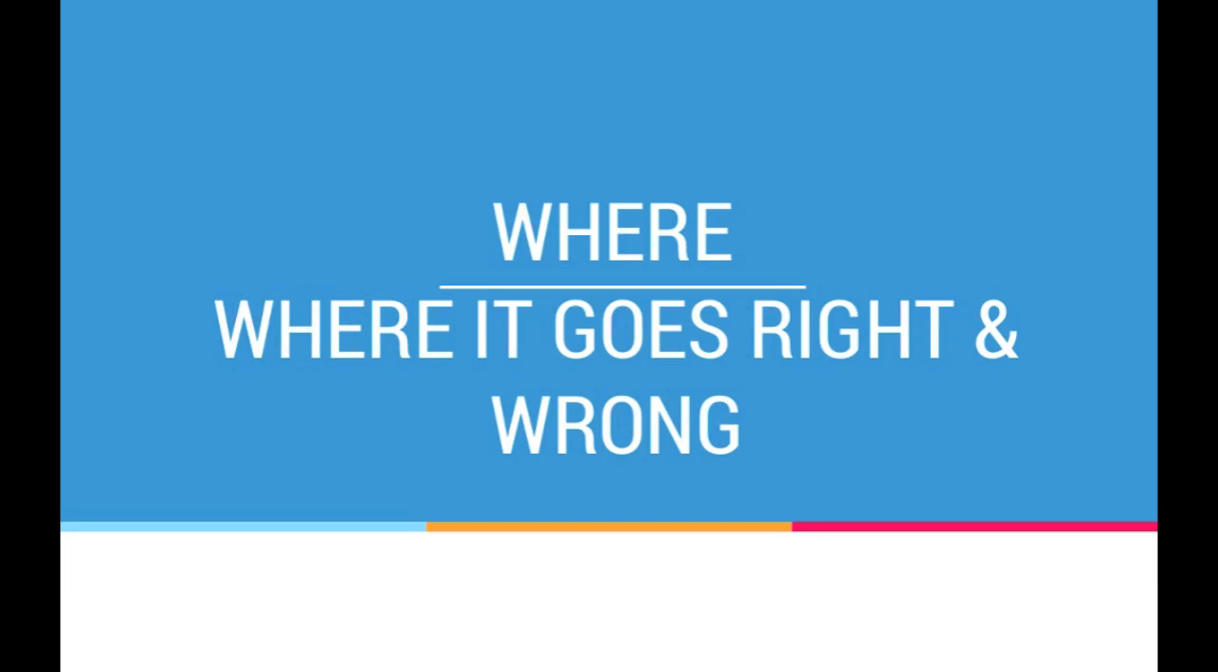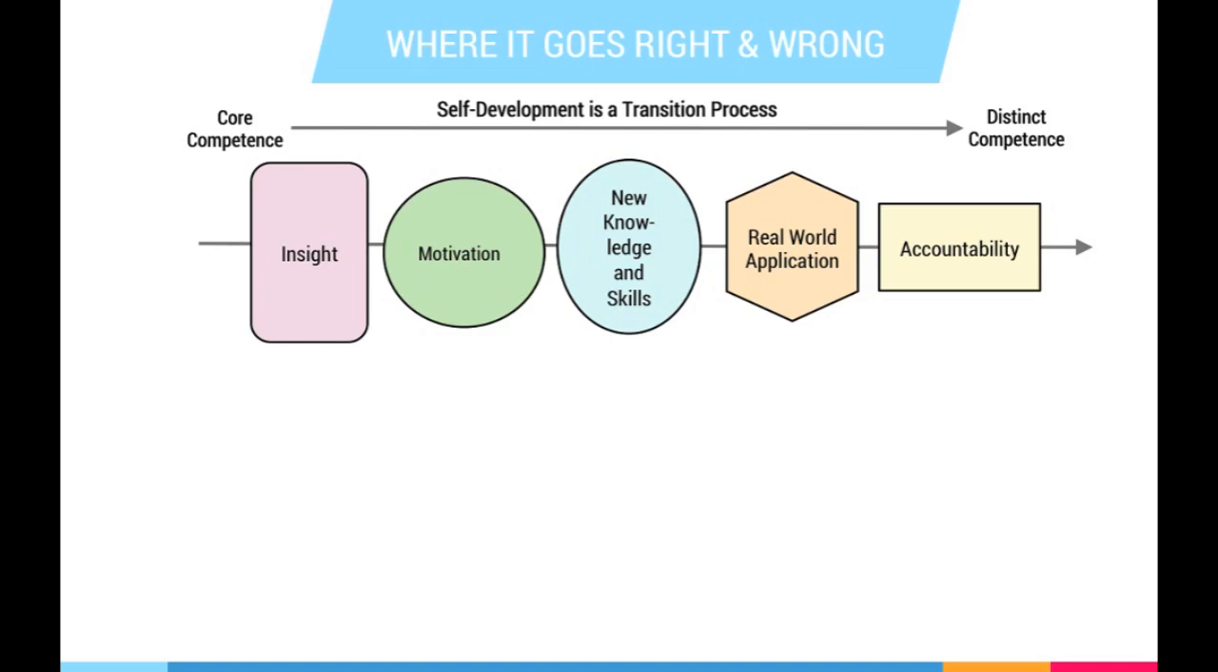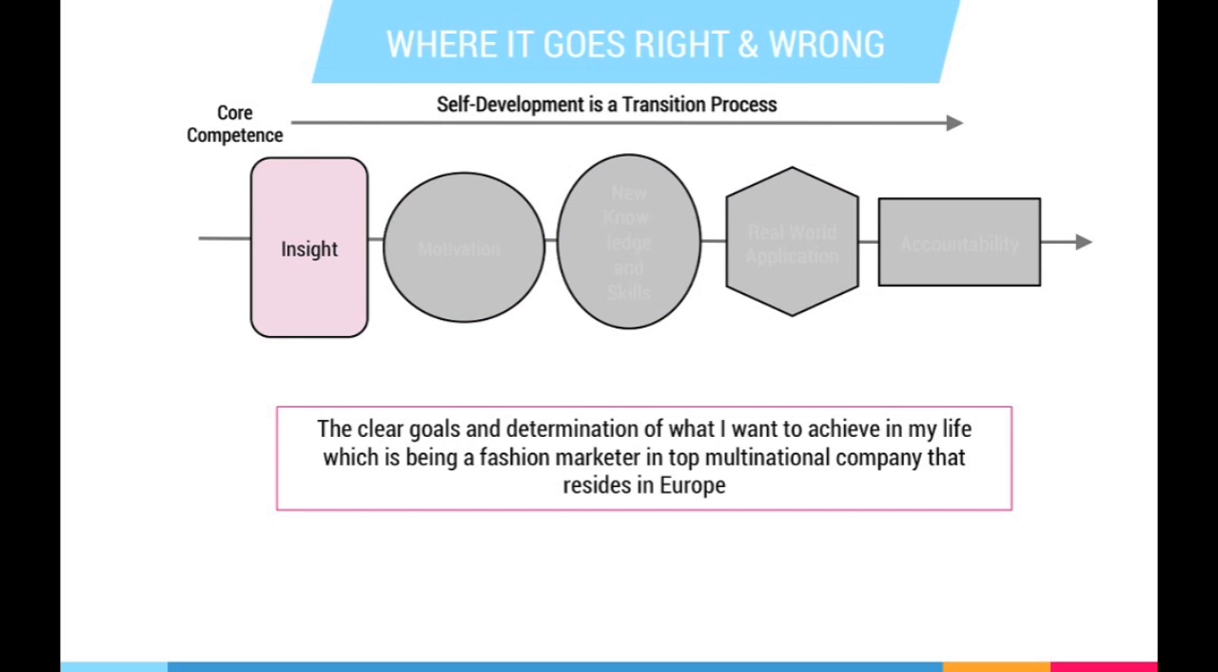And the next is where. In here, where it goes right and wrong. By using this diagram, I can evaluate whether what I dream or what I get to learn in the whole process in my learning time can be applied or not in the real world application. So let's see from here. Inside, it means that I need to have clear goals and determination of what I want to achieve in my life, which is being a fashion marketer in a top multinational company that resides in Europe.